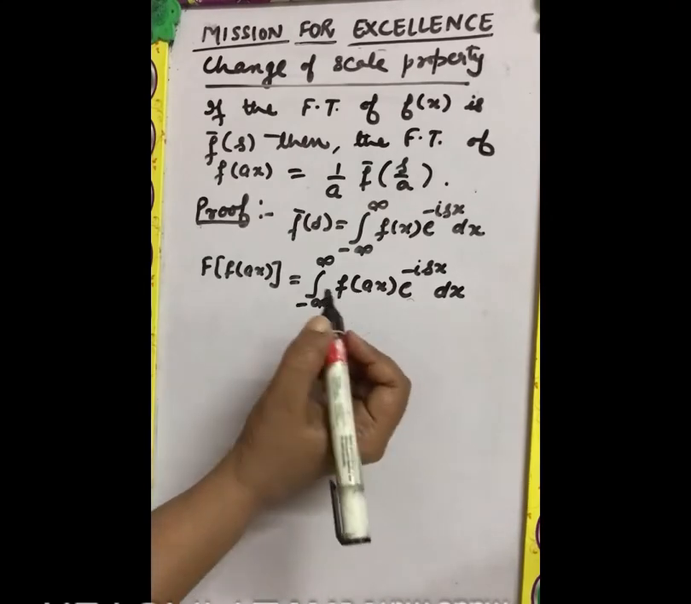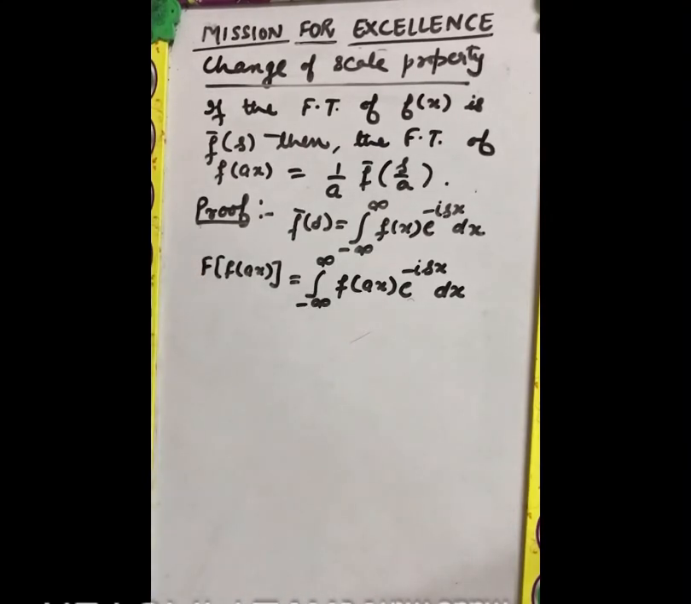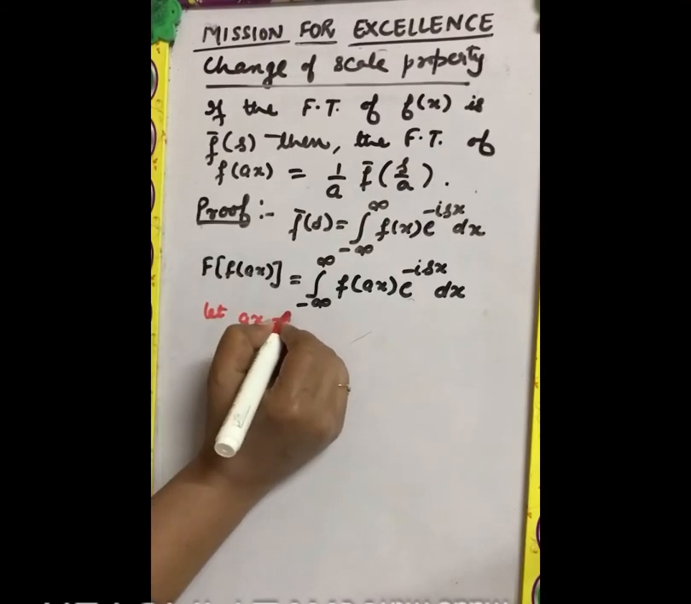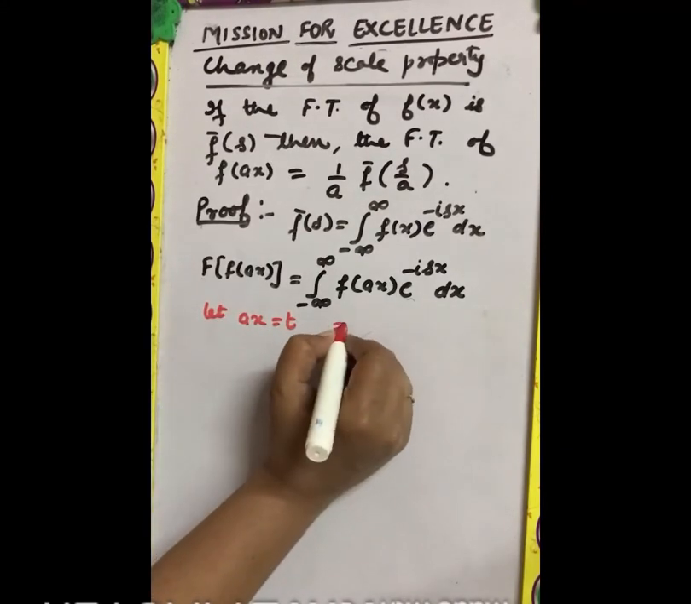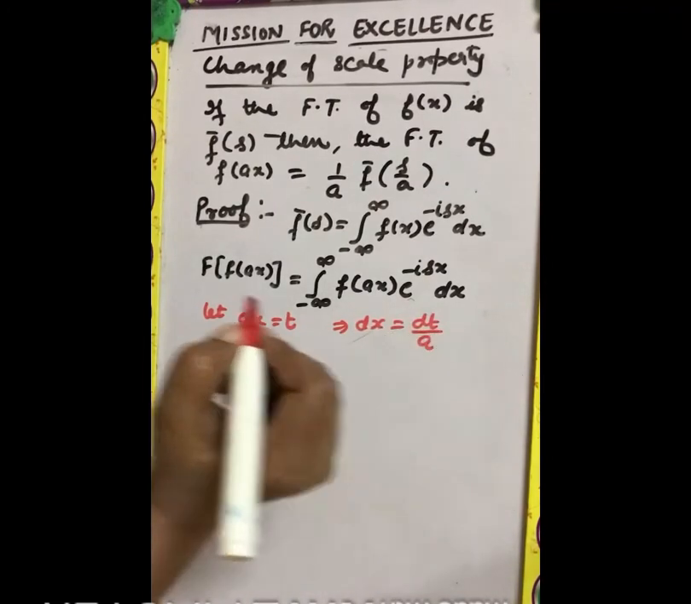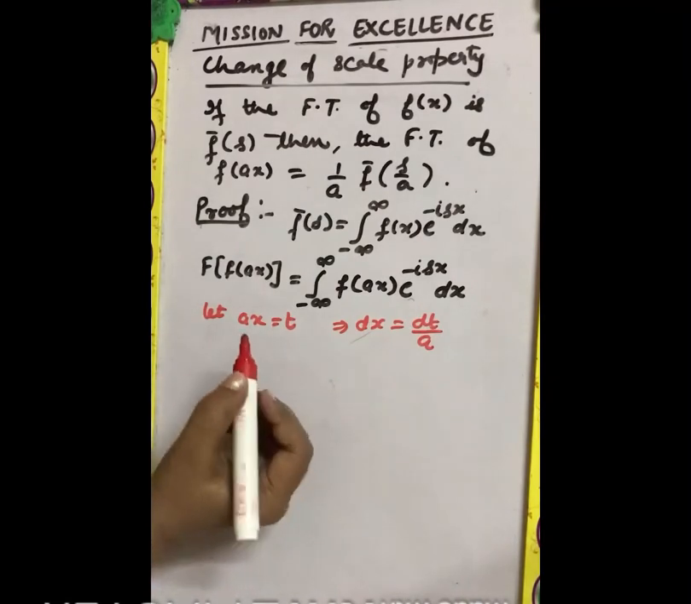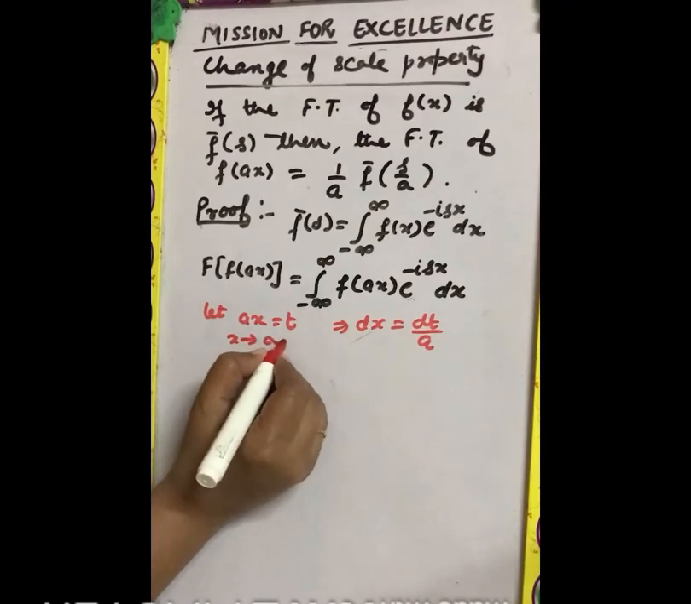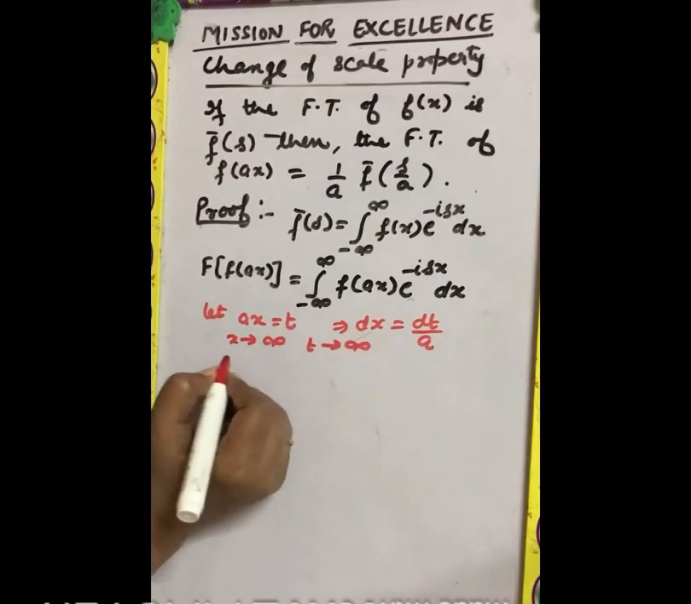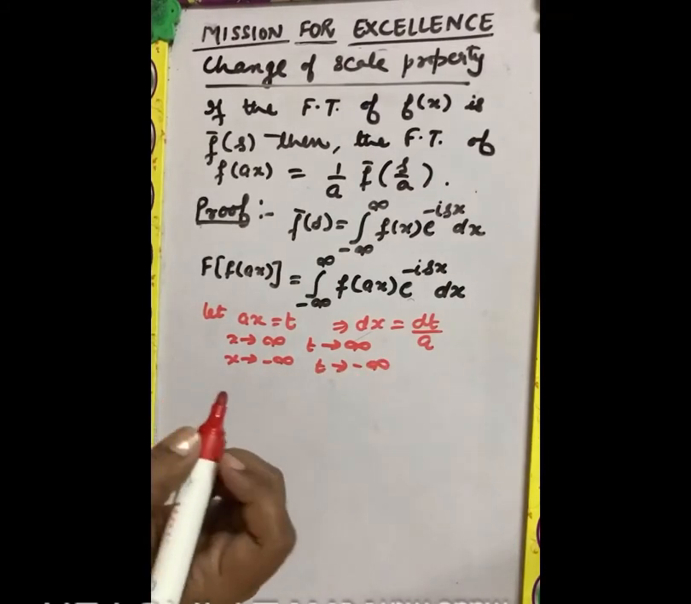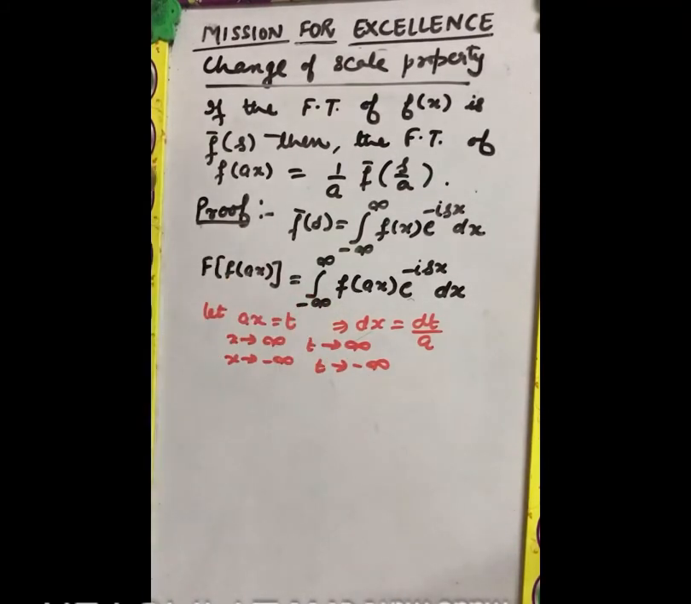Now to perform the integration, let us suppose this ax as t. Let ax be t, then we get dx as dt by a. And also the limits: when x tends to infinity, t also tends to infinity, and when x tends to minus infinity, t also tends to minus infinity. So the limits will remain the same. So now let us do the Fourier integration.